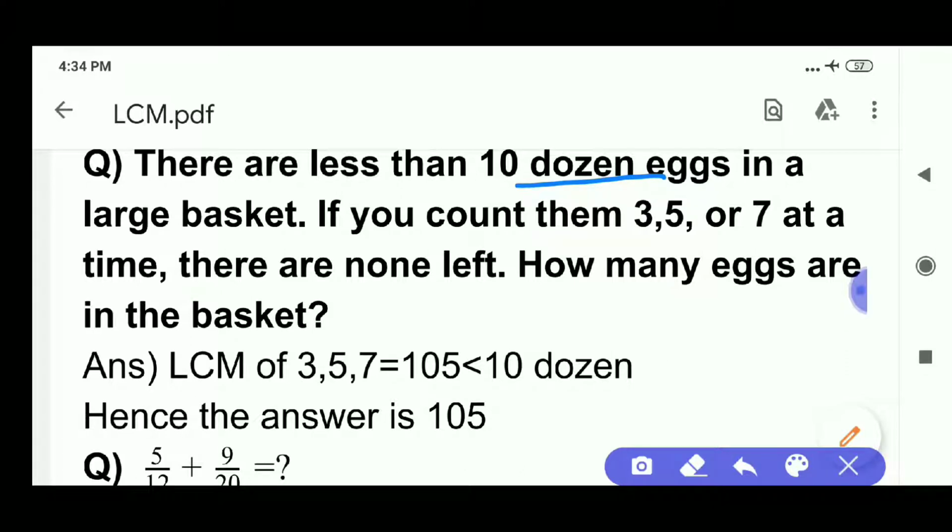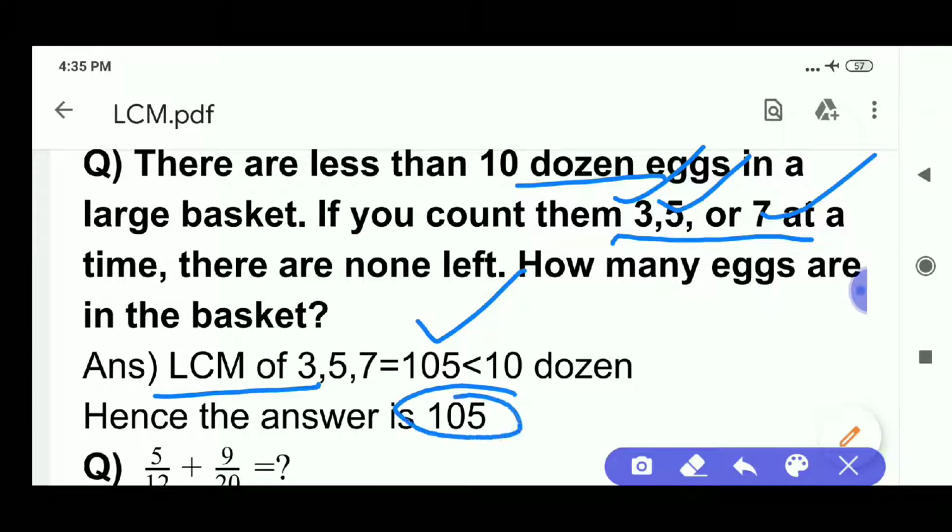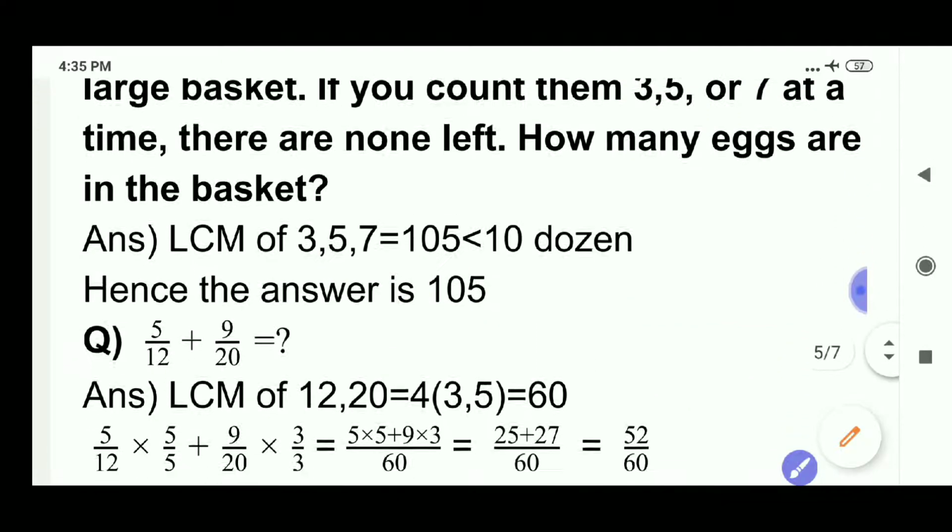First find the LCM of 3, 5, 7. Because when we count 3 at a time, 5 at a time, 7 at a time, nothing is left. That means the number is divisible by 3, 5 and 7. So we have to find the LCM. LCM is 105. It is less than 10 dozen, 120. So the answer is 105. Now our next question comes here.